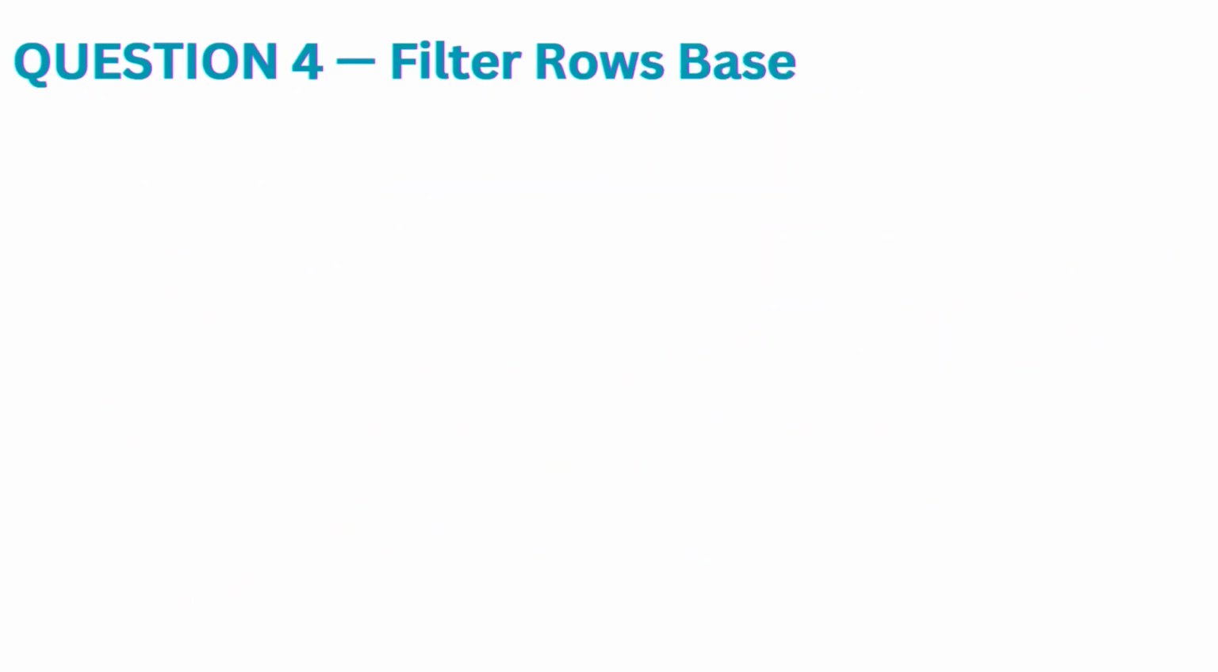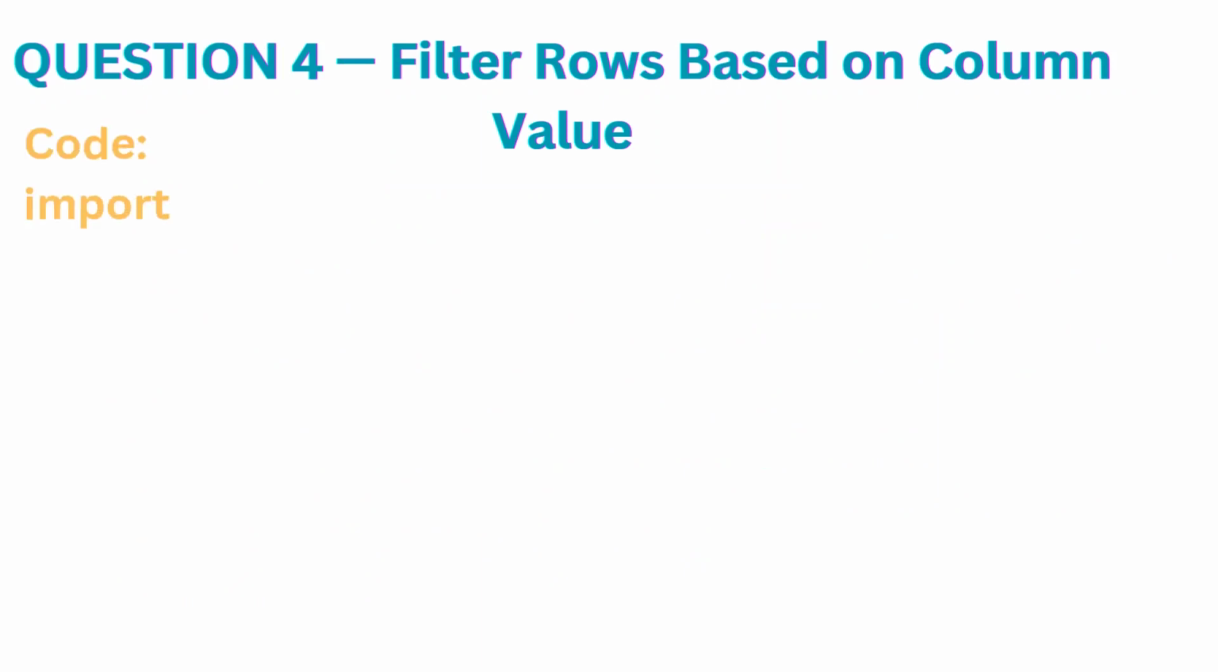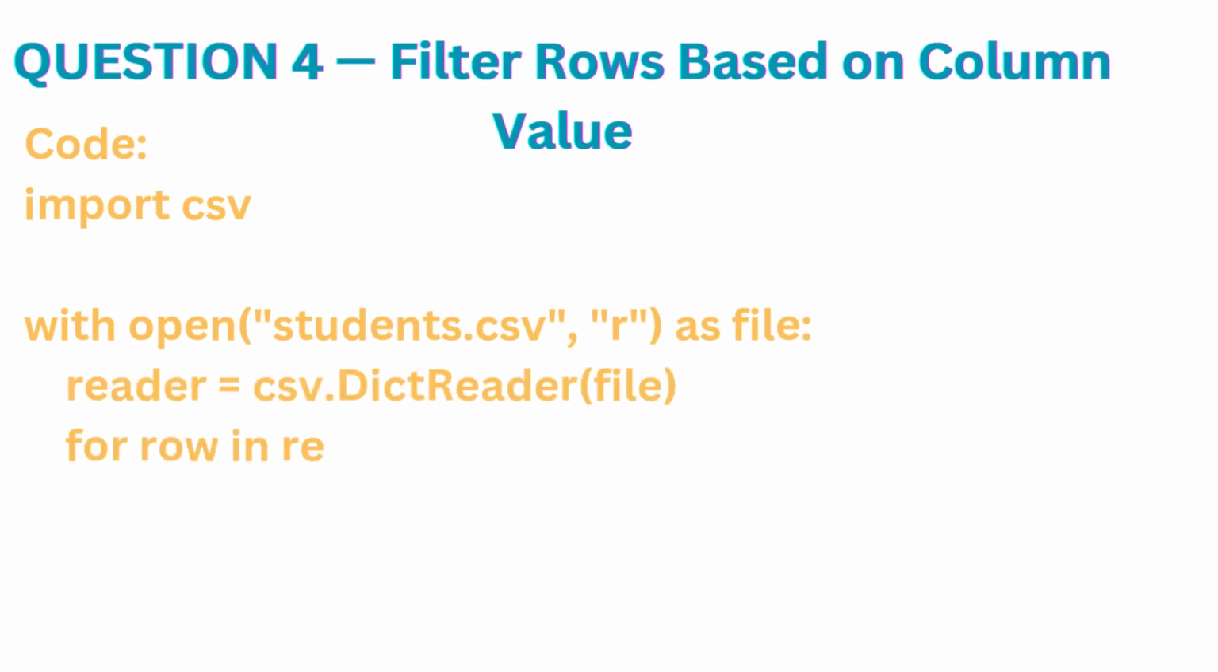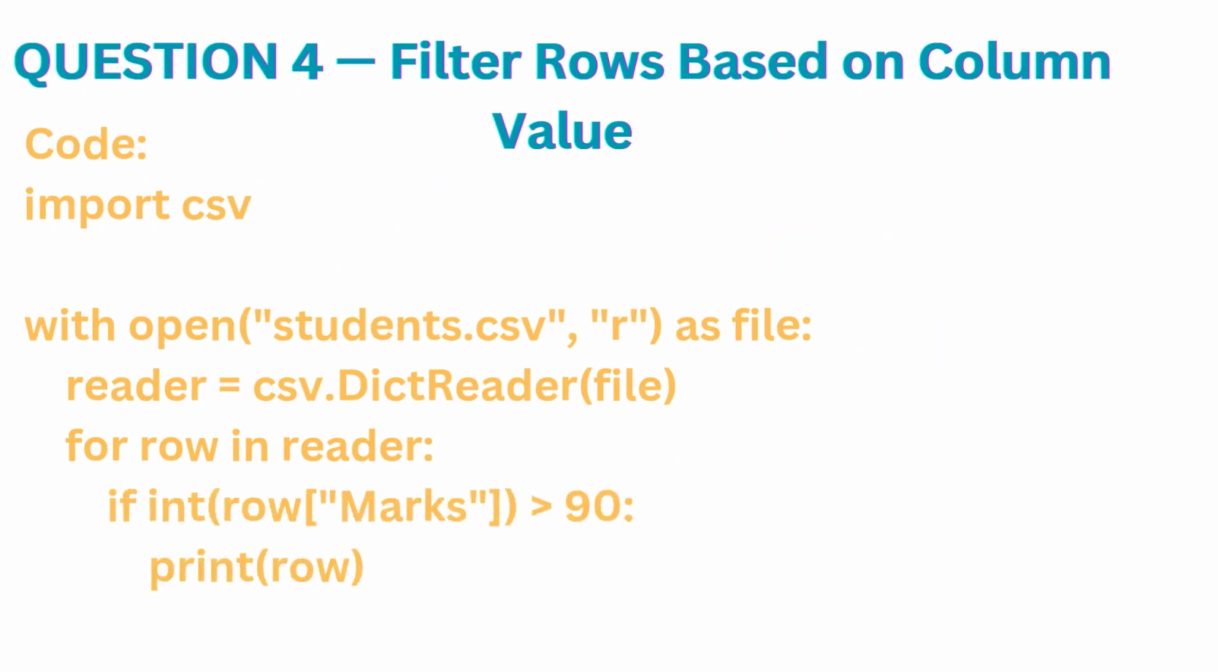And the next question is filter rows based on column value. So here, filtering rows based on a condition is common in real world data processing. So the code will be import csv, with open student.csv with r to read the file, and reader should be csv.DictReader(file), as in the previous slide. For row in reader, if int(row['marks']) is greater than 30, then print the row.